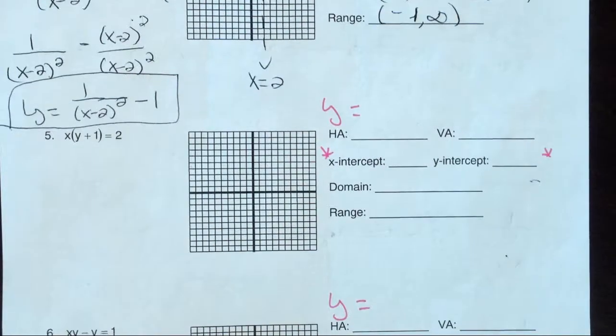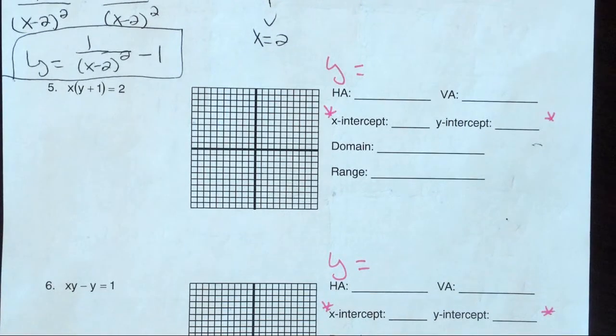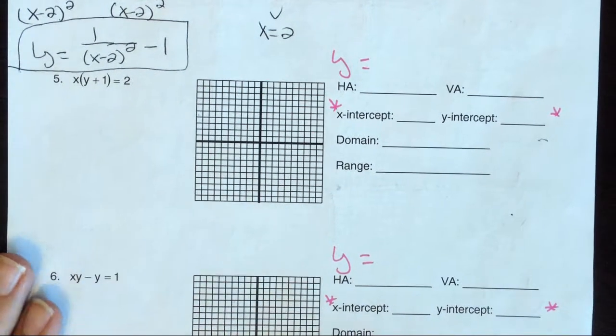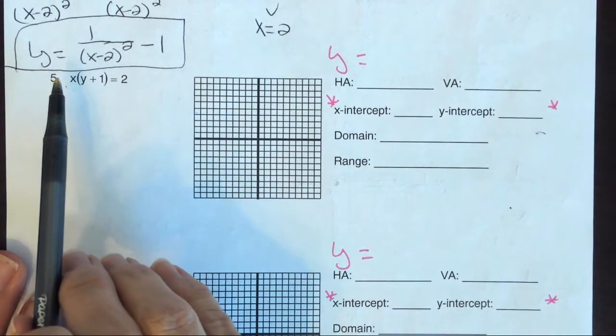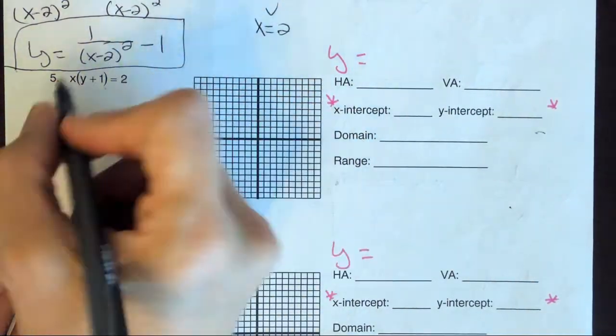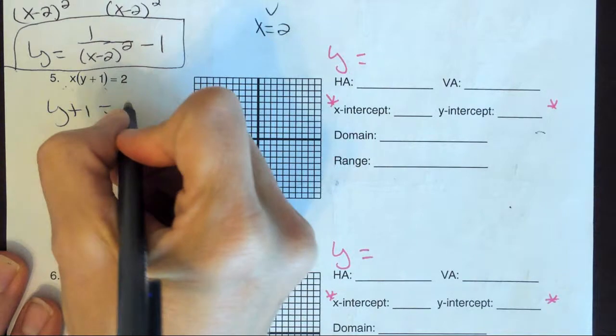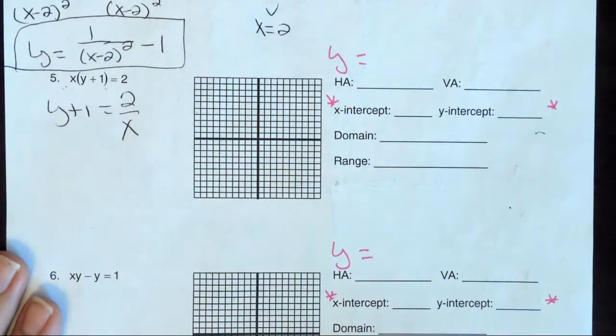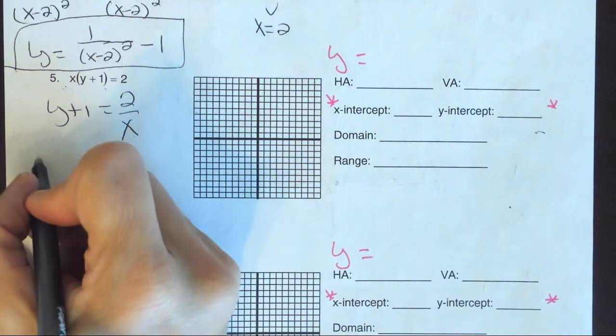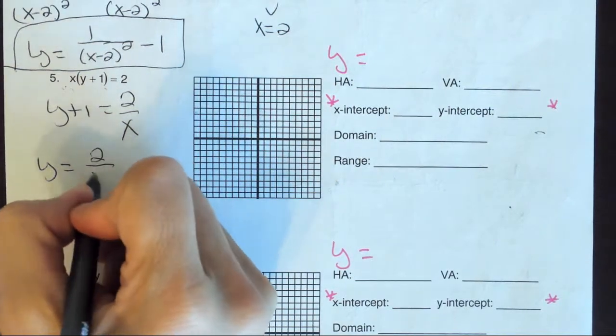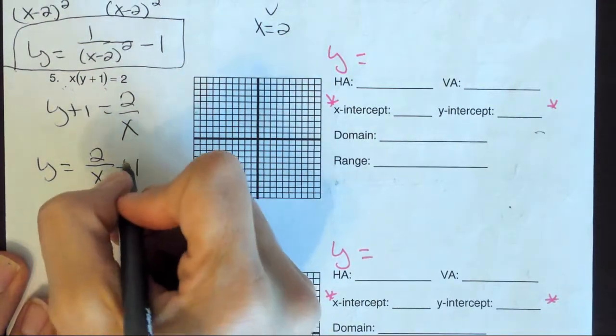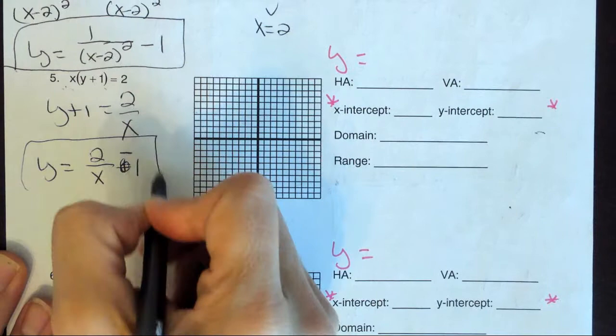Okay. On number 5, we're trying to get the y by itself. So the first thing I'm going to do is get rid of the x. This says x times all of this, so I divide by x, and I get y plus 1 equals 2 over x. And then I'm going to subtract 1, so y equals 2 over x minus 1. Okay, so there's your equation.